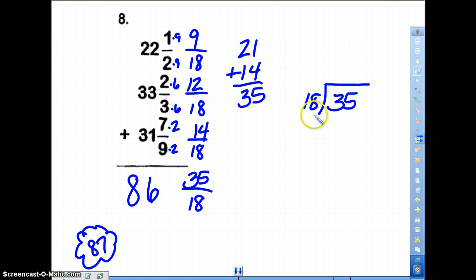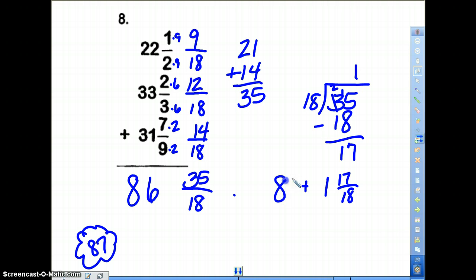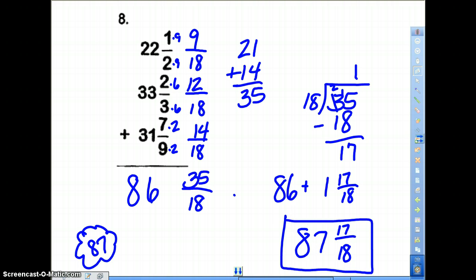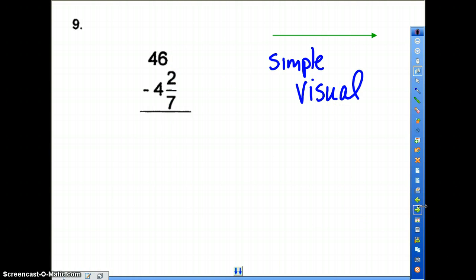Well, it goes into 36 twice. So it goes in there once. That's 18 when you multiply. Let's subtract. That's going to be a 7 and a 1. So that turns out to be 1 and 7/18 for this improper fraction, which we have to add to our 86. So our final answer is 87 and 7/18. Okay? Got that one? All right, let's move on.